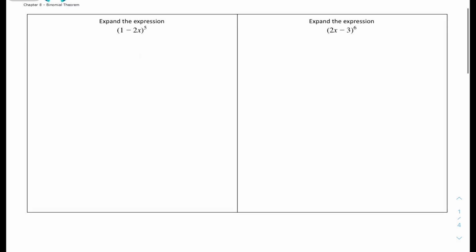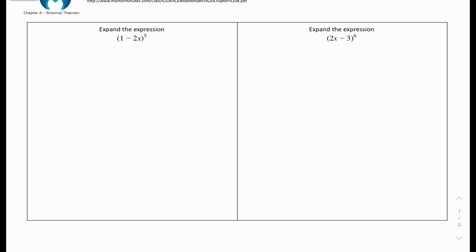And we'll get right into some questions. Number 1. Expand and find the expression (1 - 2x)^5. So let's just write it out. (1 - 2x)^5.